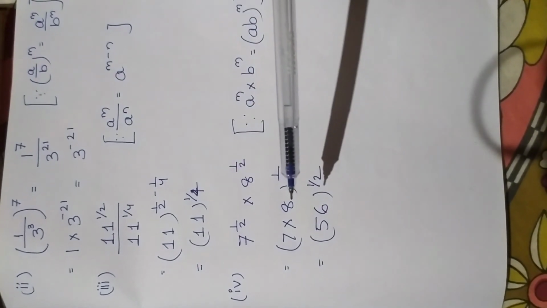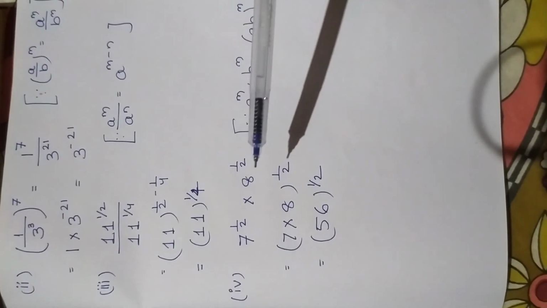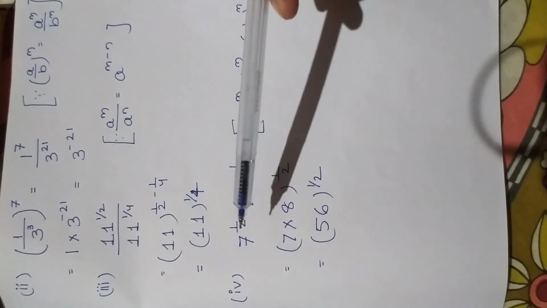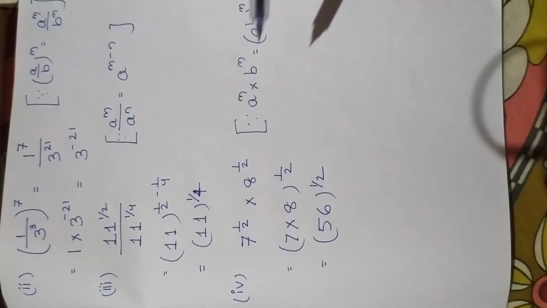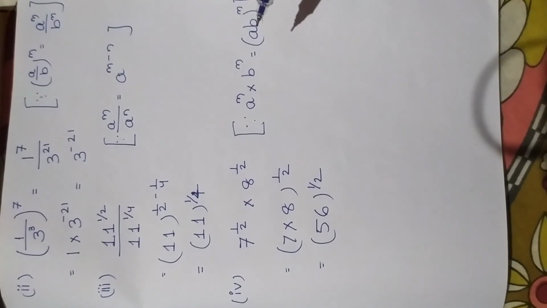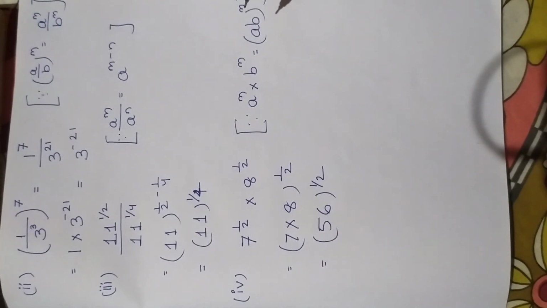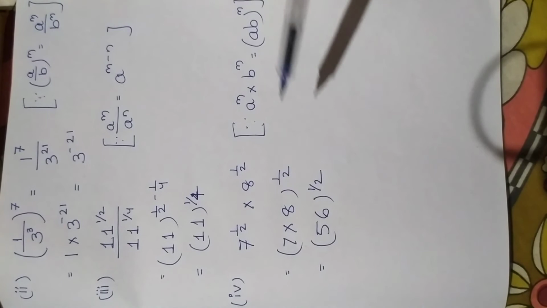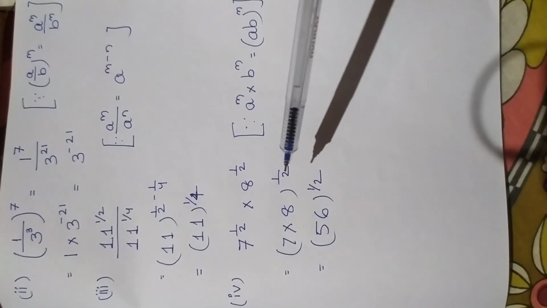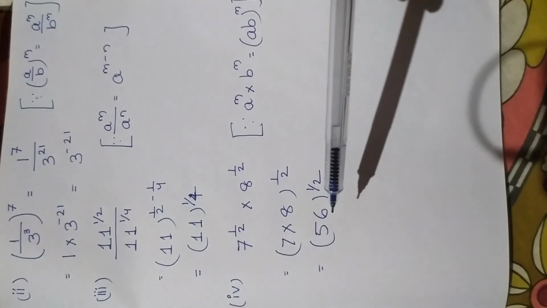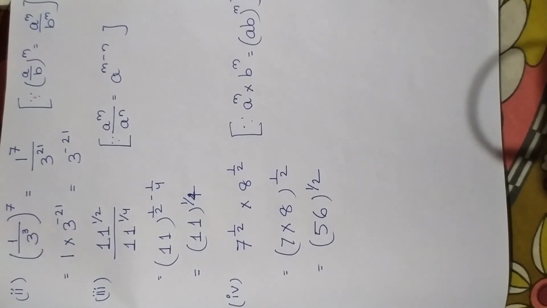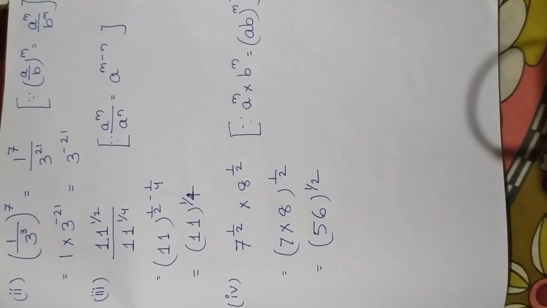The last bit 4, 7 to the power half into 8 to the power half. Here the base changed but the power remains constant. So the identity is a to the power m into b to the power m, means a into b, the power will be shared, it will be m. So 7 will be multiplied with 8 whole to the power 1 by 2. 7 and 8 product value will give us 56 and the power will be half. So 56 to the power half is our ultimate answer.